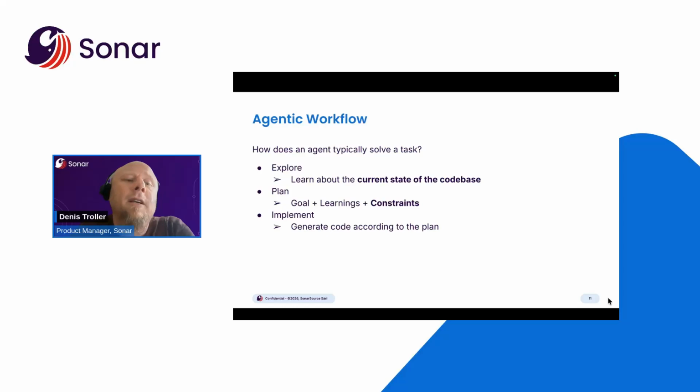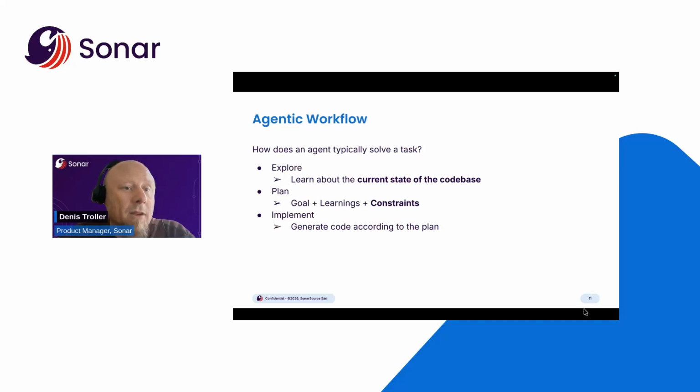So what do we mean by agentic workflow? When you use an agent, it usually goes through 3 stages. When you ask it to do something on your code base, typically to solve a task, an agent will first explore the code base to learn about its current state. Then it moves on to planning, where it takes the goal, the prompt you gave it, plus the learnings of the explore phase and any constraints it might have, and we'll get to that. And then it moves on to the implementation, which is generating the code according to the plan.